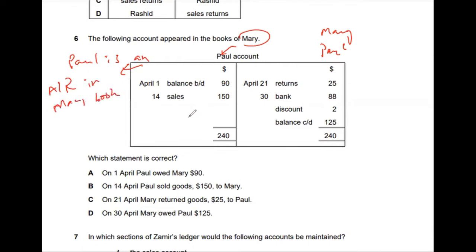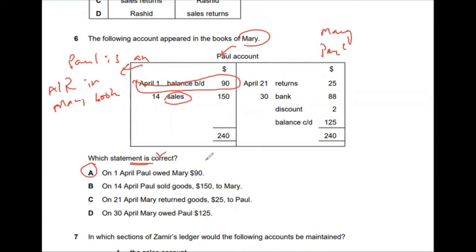Now, how do I know this? I know this because it's talking about sales, right? It's debiting sales. So this is an accounts receivable. Now we need to understand each event, and then we will identify which statement is correct, right? So that's what we are going to do. On 1st April, Paul owed Mary $90. Now this is actually correct, and you only need to identify the correct statement. It is a very coincidental thing that the first statement is the correct statement.